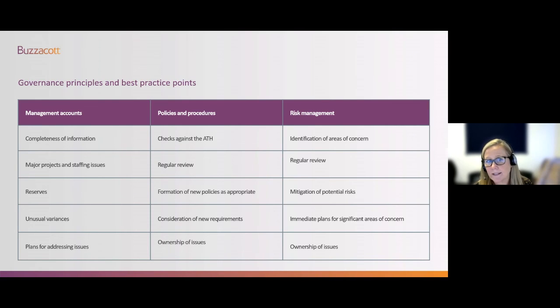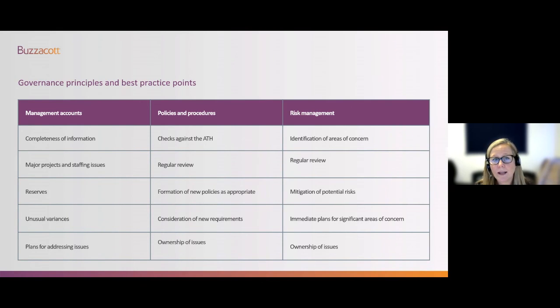Any variances in the budgets versus actuals? Could any of these be reflective of any irregularity or any red flags, I suppose, with regards to deteriorating financial health?